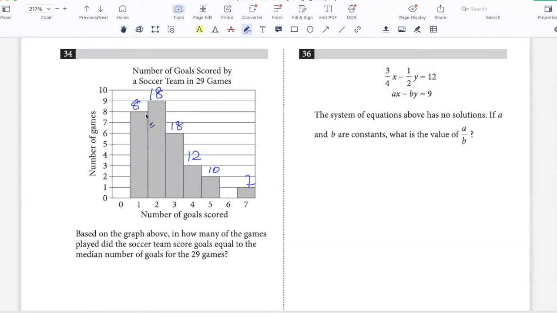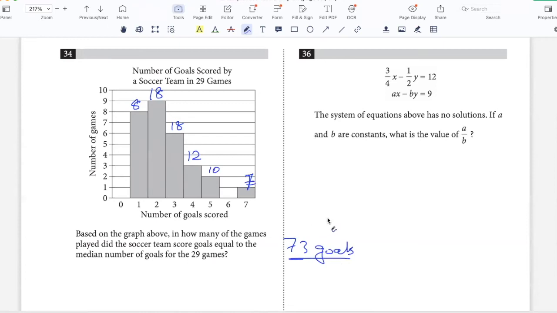So that's a total of 18 plus 18, 36. 36 plus 8 is 44. 54, 56, 66, and 7. 66 plus 7 is 73 goals.